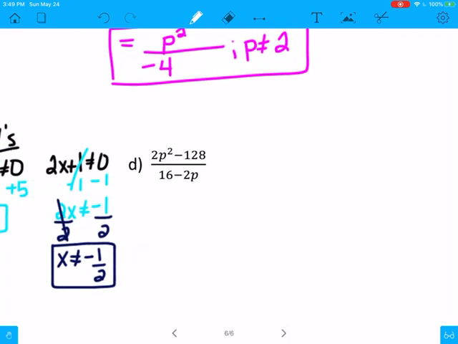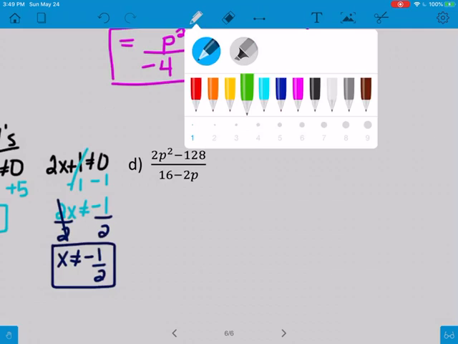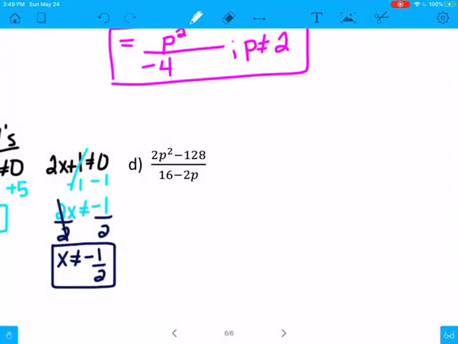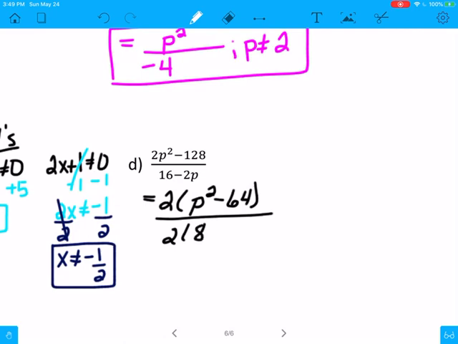2p squared minus 128 over 16 minus 2p. So this is one of the hardest ones I could give you, so we did it last. On the top, I can take out a 2, and I'm left with p squared minus 64. Over, on the bottom, I can take out a 2, and I'm left with 8 minus p.